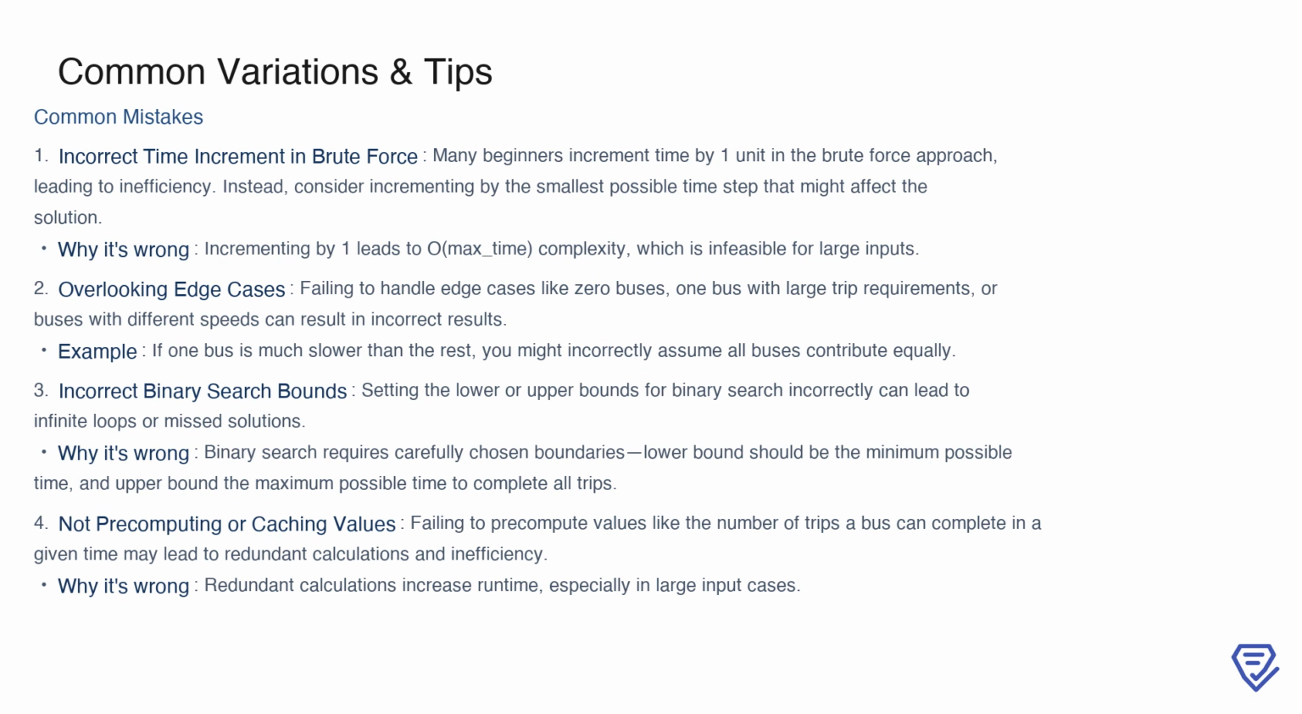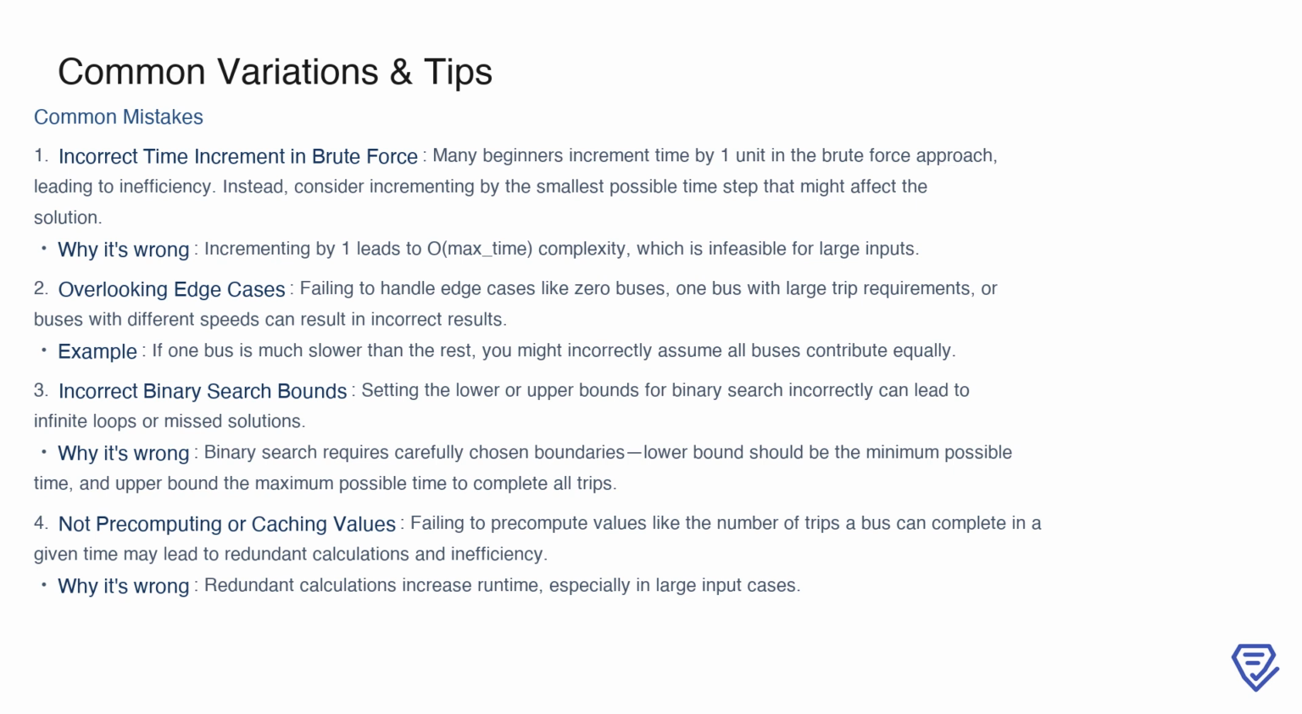Another frequent issue is overlooking edge cases. For instance, scenarios like having 0 buses, only 1 bus with a high trip requirement, or buses operating at vastly different speeds can easily trip up an unprepared solution. A classic mistake is assuming all buses contribute equally, which is not always the case.